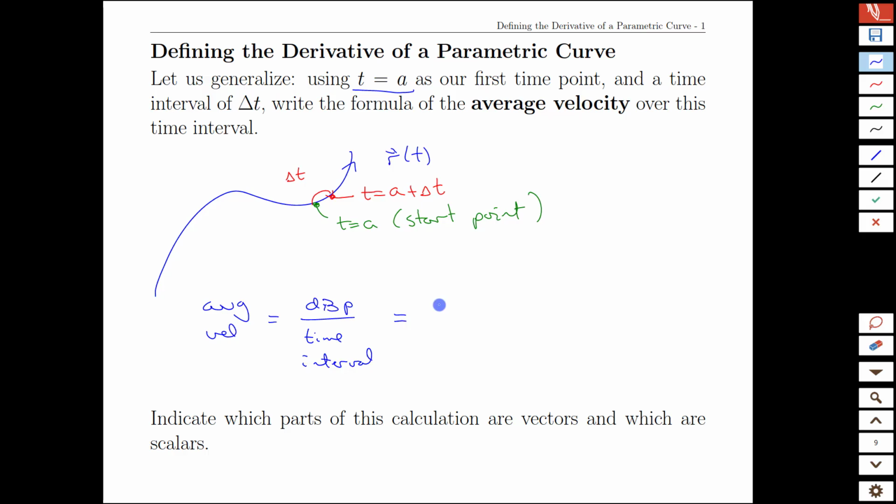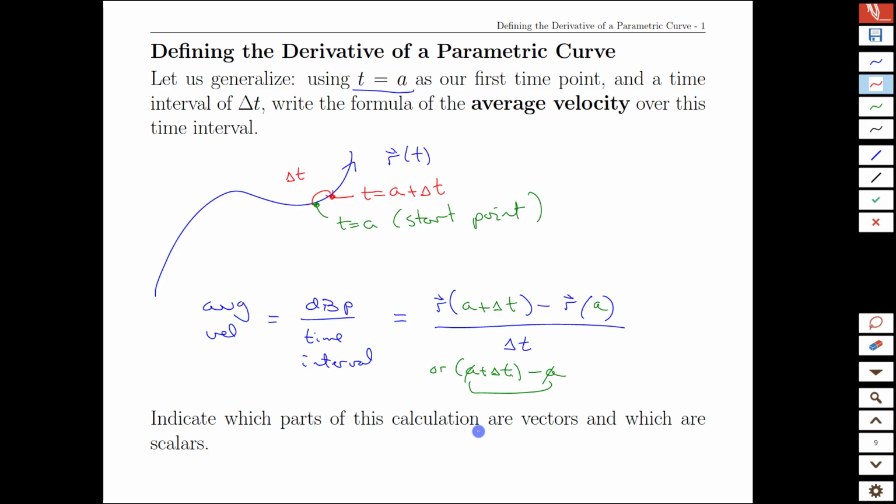And our displacement is going to be our position at the end, which is a plus delta t, minus the position at the start, which is at time a. So those are going to be vector valued quantities. And divide that by the time interval, which is simply delta t, or if you like, we could have gotten there by a plus delta t minus a. The a's cancel, and we get delta t.